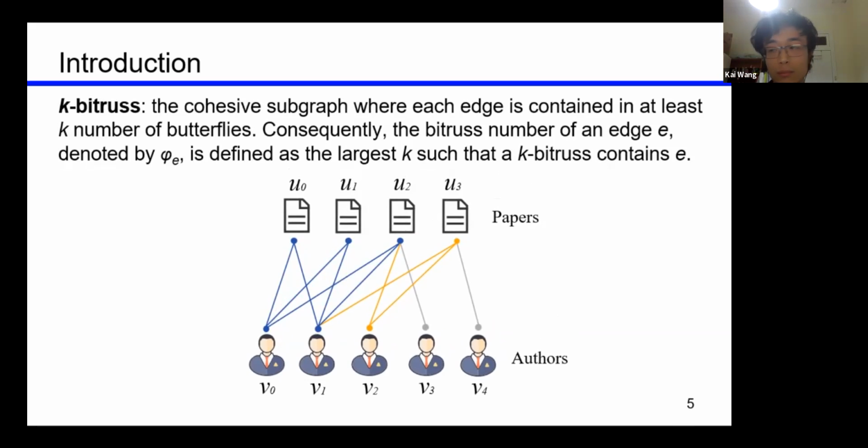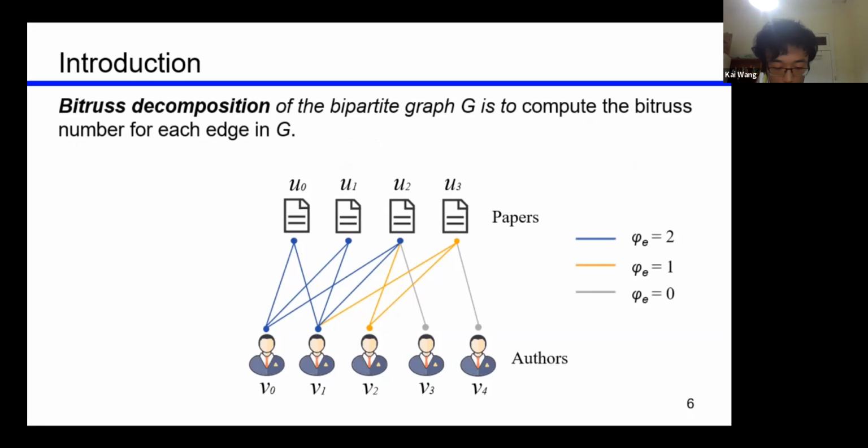Following the definition of butterfly, a k-bitruss is a cohesive subgraph where each edge is contained in at least k butterflies. Consequently, we also define the bitruss number of an edge e, which is the largest k such that a k-bitruss contains e. So we will study the bitruss decomposition of a bipartite network G, which is to compute the bitruss number for each edge e in G. In this example, the blue edges have a bitruss number of 2, the yellow edges have a bitruss number of 1, and the green edges have a bitruss number of 0.